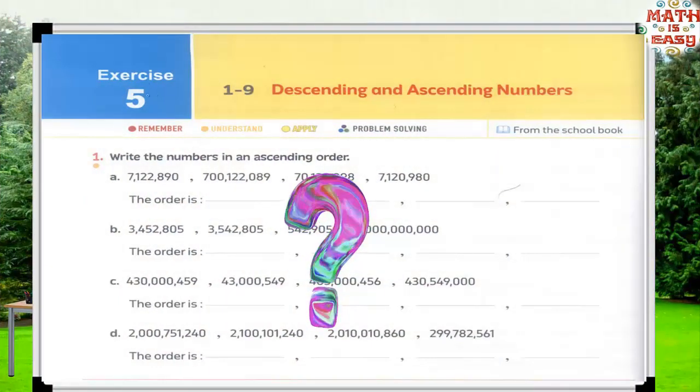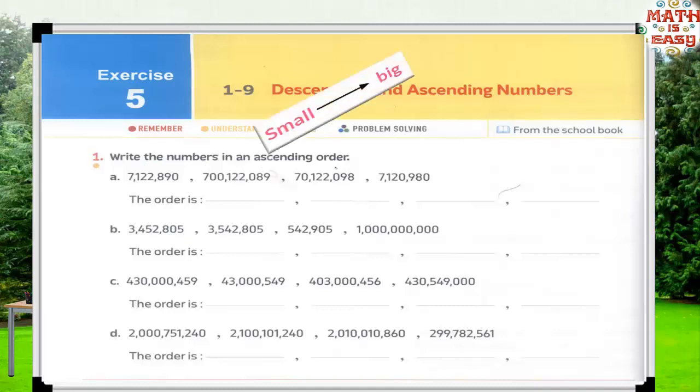Now we will solve exercise 5. It tells you in the first one, write the numbers in ascending order. Do you remember? Ascending means what? Ascending means from smallest to big, or from down to up.